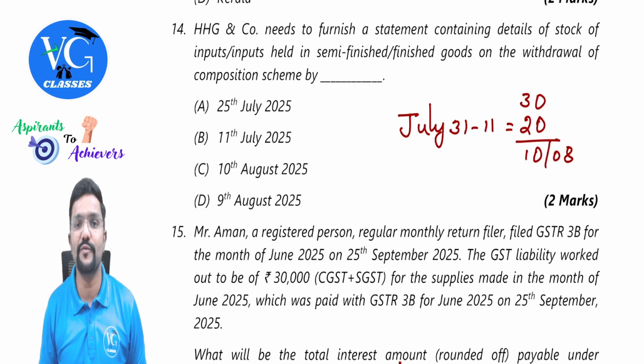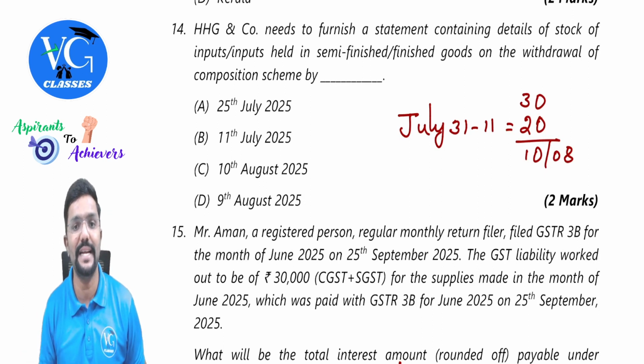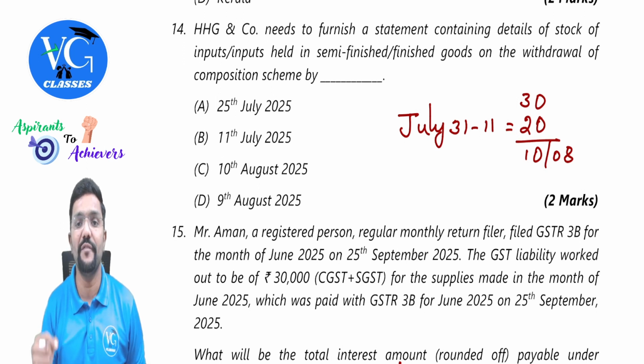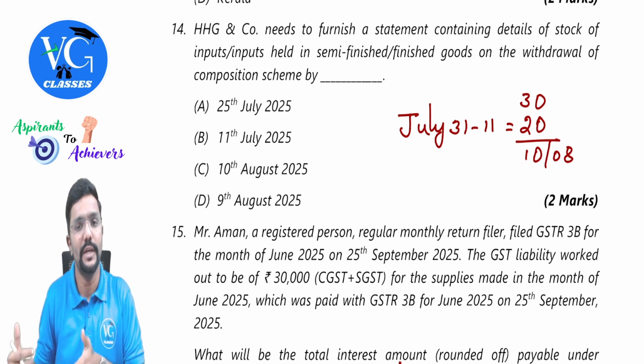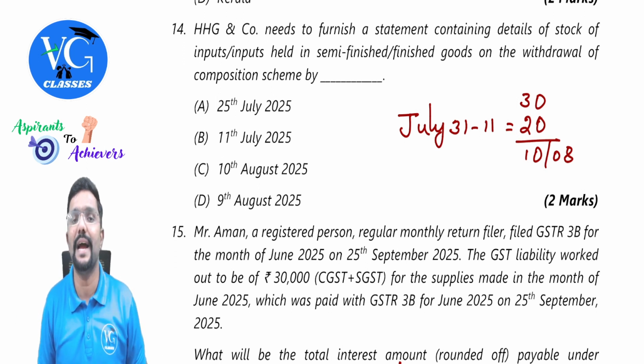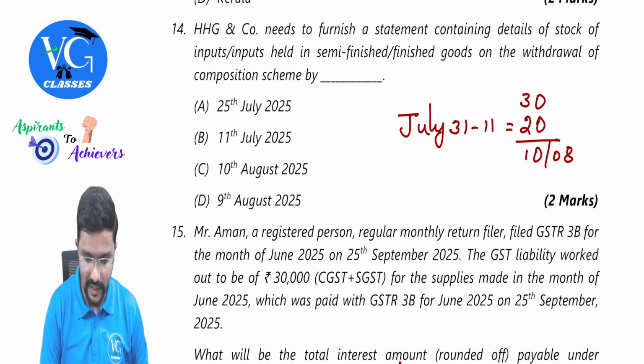HHG and Co needs to furnish a statement containing the details of stock of inputs or inputs held in semi-finished or finished goods on the withdrawal of composition scheme. Means maybe they are moving from section 10 to 9. So within what time they have to give the details of this stock they're asking. Okay, fine. So now we will come back to the case. We will read it.